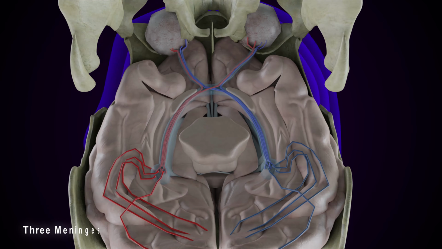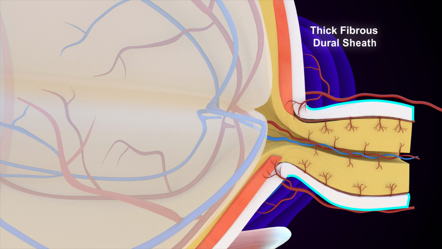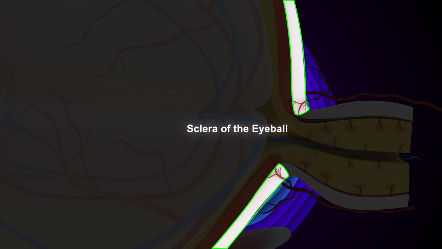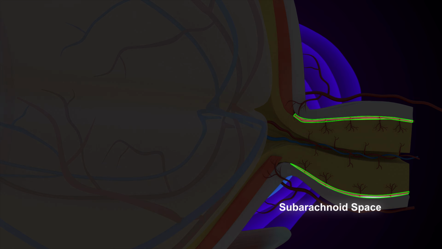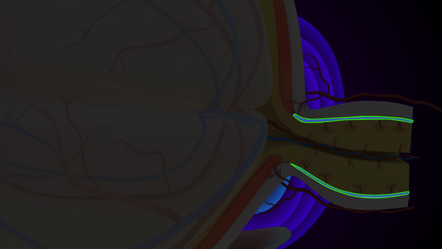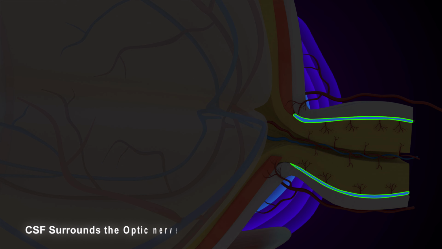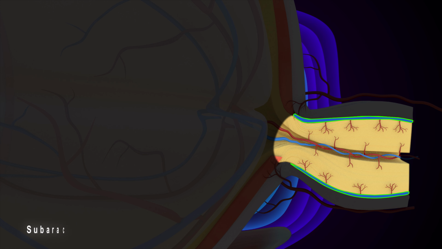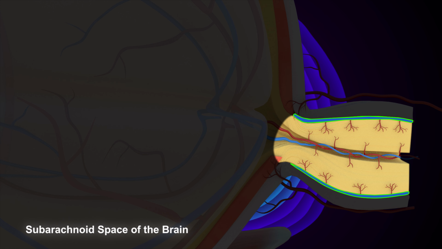It is enclosed by 3 meninges of the brain. The thick fibrous dural sheath of the optic nerve blends with the sclera of the eyeball. The subarachnoid space containing cerebrospinal fluid surrounds the optic nerve and is continuous with the subarachnoid space of the brain.